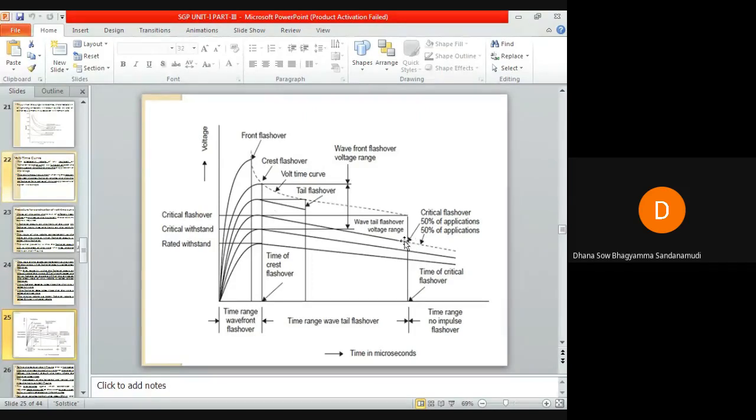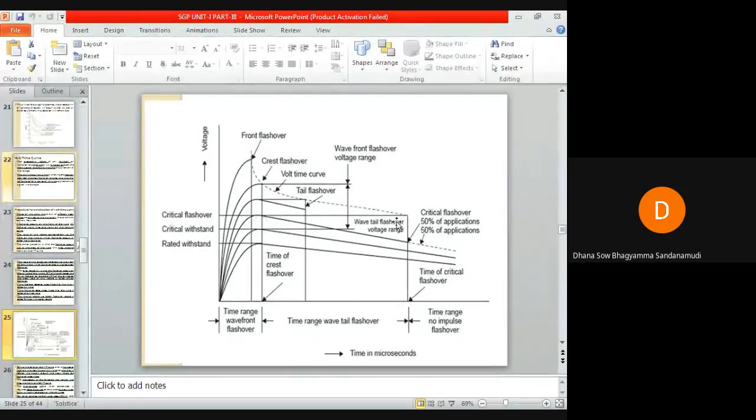So when you go to the 50% application critical flashover point, from the critical flashover point, already you have drawn a vertical line here. From the peak of the same waveform, draw a horizontal line. This horizontal line will meet the vertical line at some point. From that point, if you draw a line towards the y-axis, this is our actual critical flashover voltage. This is the critical flashover point. This is the critical flashover voltage.